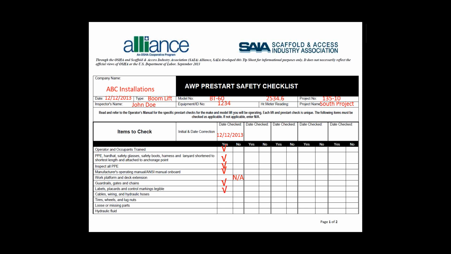Again, we need to make sure that the labels, placards, and control markings are legible. They give us vital information about the machine and about the hazards associated with operating that machine. We need to make sure that they're legible and on the machine. I'm sorry, I clicked too early. The next one would be cables, wiring harnesses, and hydraulic hoses. We want to make sure the cables aren't damaged or exposing conductors.